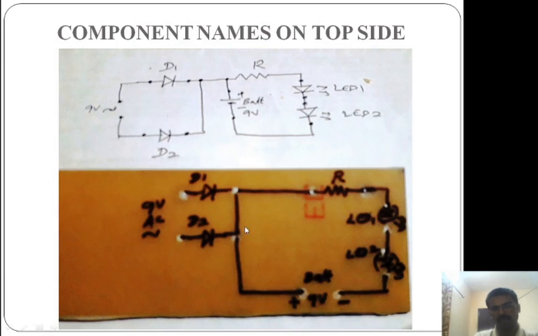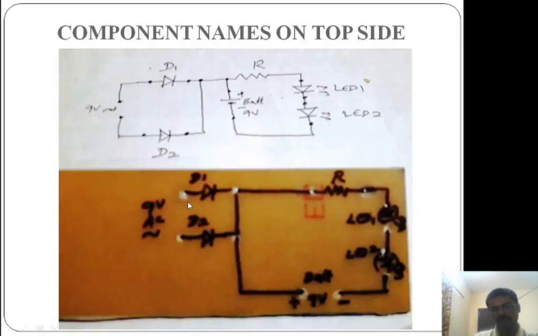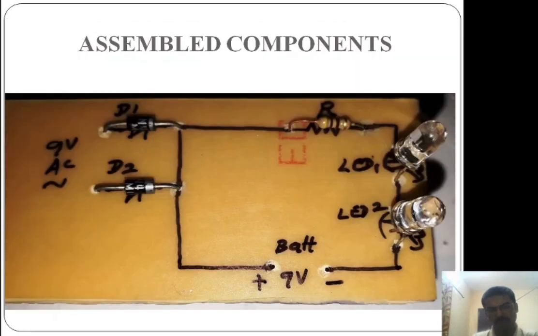See, after all the component places are drilled out, and this is the top side. So actually this is the bottom side, and if you see from the top side, you can draw this circuit as it is for ease of connections. So when you assemble the components, which component how to connect, so if you draw the circuit like this, it will be easy for you to assemble. See, after assembling, how it looks like. See this.